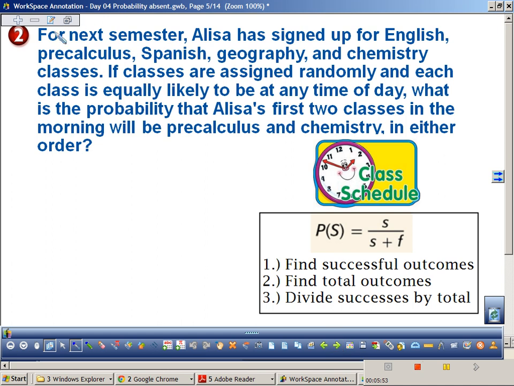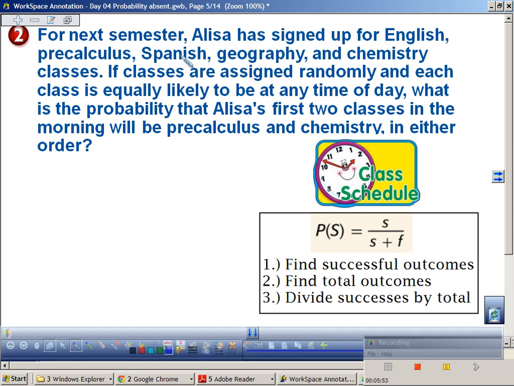All right, let's try another one. For next semester, Alisa has signed up for English, pre-calculus, Spanish, geography, and chemistry classes. If classes are assigned, huge, right there, assigned. That's going to be permutation right there. All right, if classes are assigned randomly and each class is equally likely to be at any time of day, what is the probability that Alisa's first 2 classes are in the morning? First 2 classes in the morning will be pre-calculus and chemistry in either order.